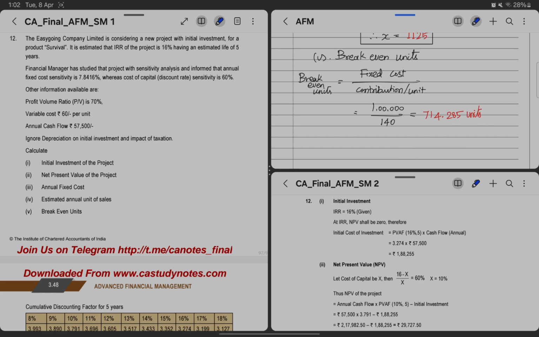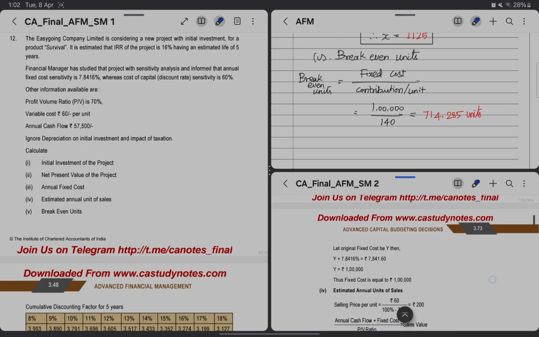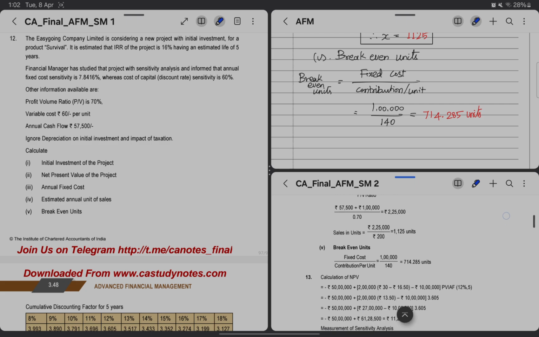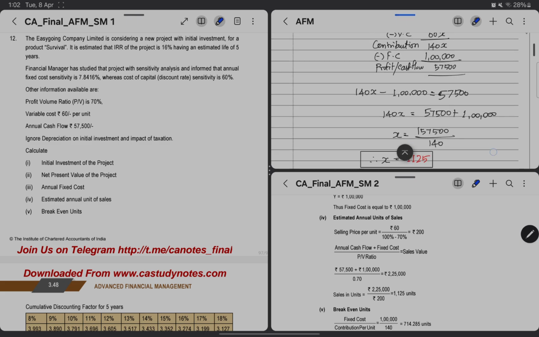So the ICAI solution is also the same. For estimated annual units, they have followed a simpler approach. We can use this also, or this will be easier.